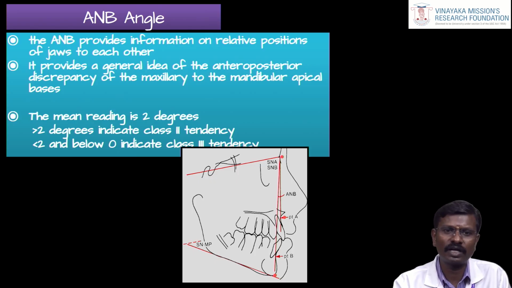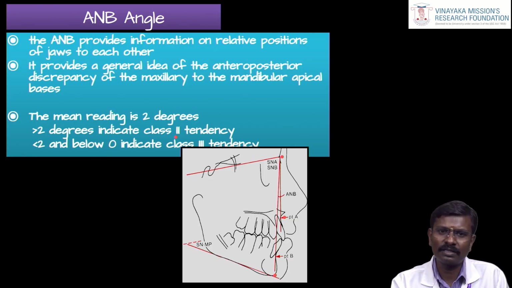In the first two analyses, we compare the maxilla to the skeletal base and the mandible to the skeletal base. Here we are comparing both maxilla and mandible to each other: how the maxilla is placed compared to the mandible, and how the mandible is placed compared to the maxilla. The mean difference should be 2 degrees. If it is more than 2 degrees, it shows that there is a skeletal class 2 tendency, whether it might be due to maxillary prognathism or mandibular retrognathism.